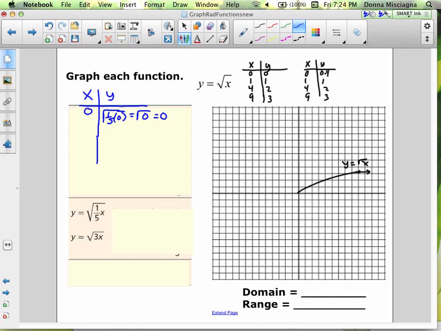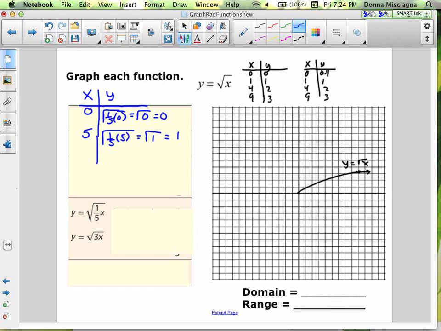I'm going to choose the point 5. Let's see if you can figure out why I'm choosing these particular points. So we have 1/5 times 5. 1/5 of 5 is going to give us the square root of 1, and that's just 1.